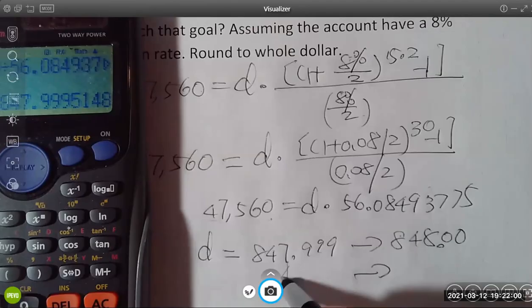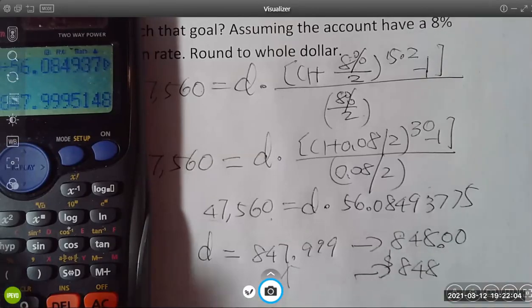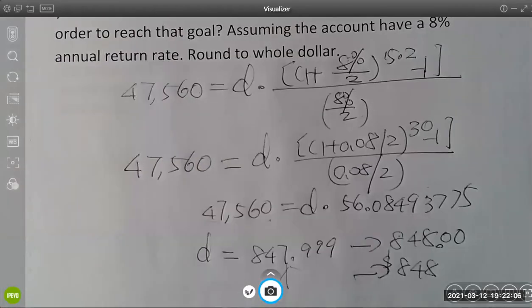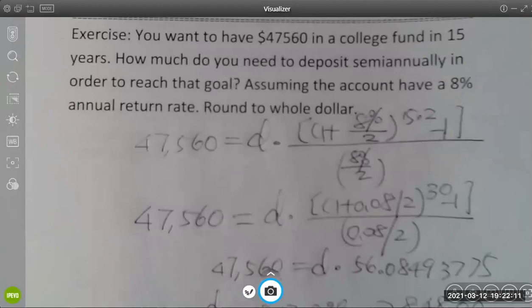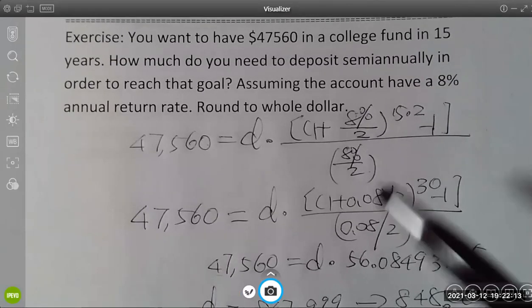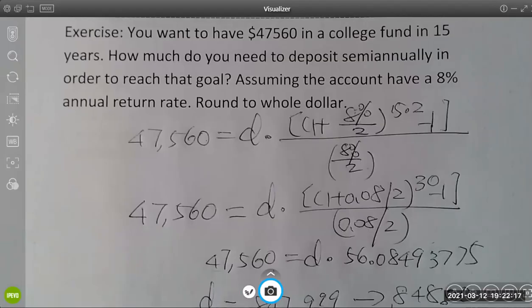The whole dollar is 848. So every half year you deposit $848, and you get 8% compounded semi-annually. After 15 years you get 47,560. It's not a huge number to go to college these days, but it's a good start for sure. That's it for this one.